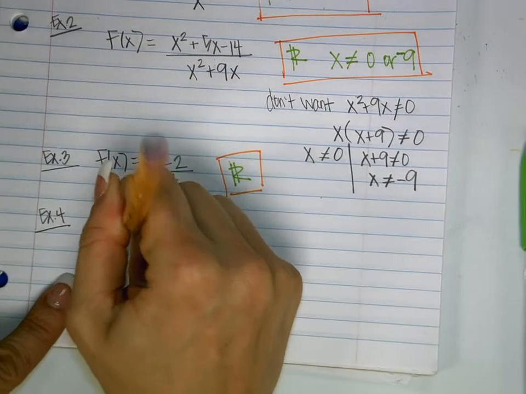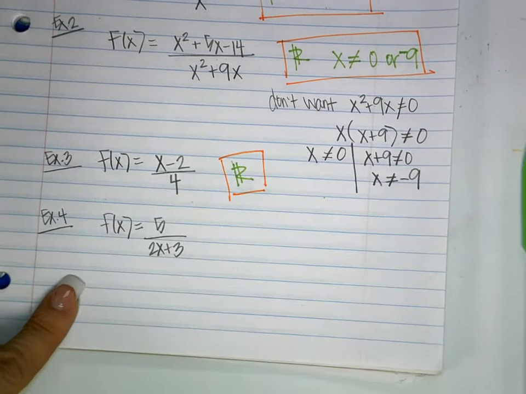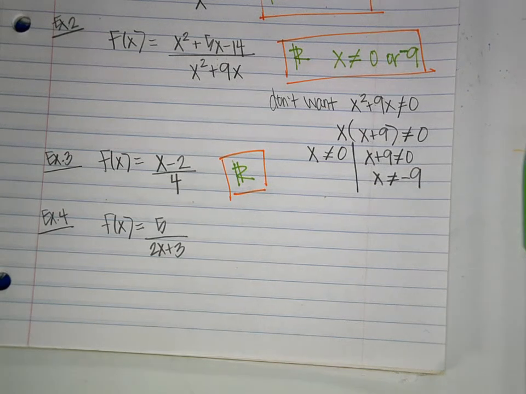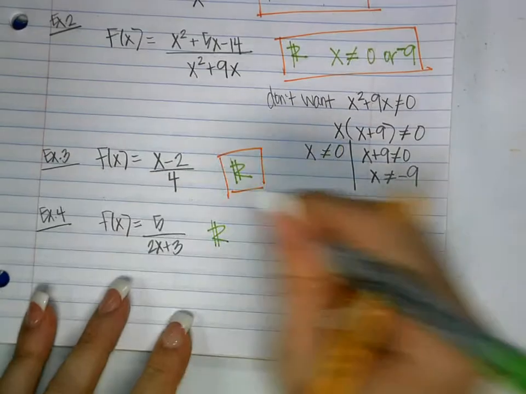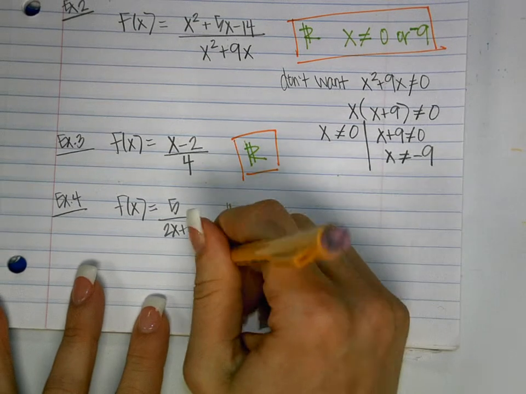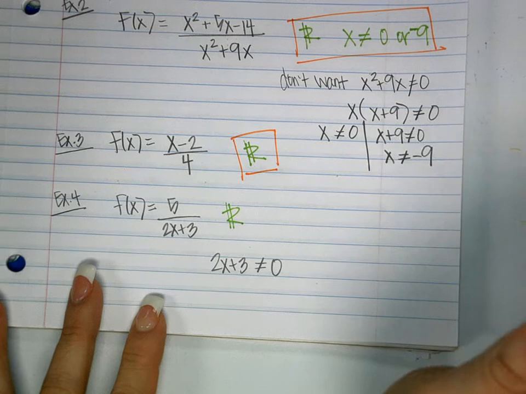F of x equals 5 over 2x plus 3. Just state the domain. Is that an R? All real numbers. It's not an R, that's how we write all real numbers. So here, your answer is always going to start with all real numbers. And then to find the exceptions, we set the denominator equal to 0, and that's what it cannot equal.